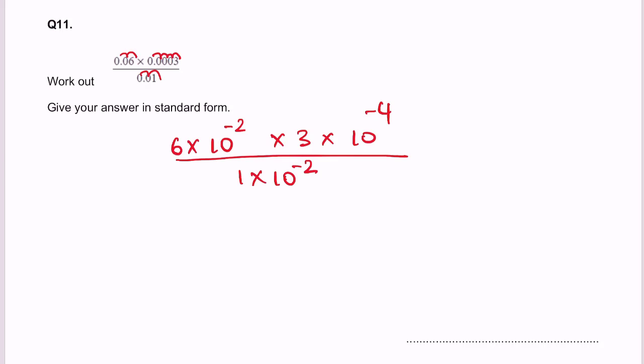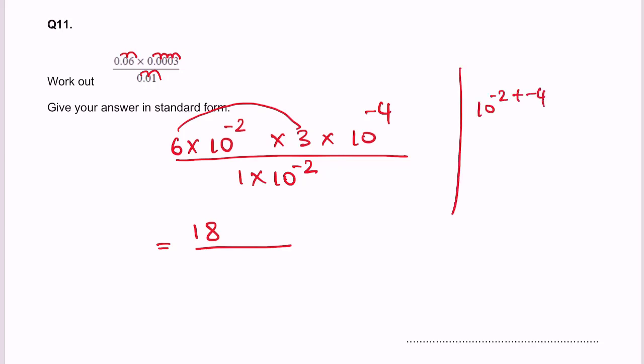Now let's do the calculation. Let's do the numerator first, and then we can divide it by the denominator. 6 times 3 is 18, and 10 to the power minus 2 times 10 to the power minus 4. When you multiply, we add the powers. So minus 2 minus 4 gives us 10 to the power of minus 6. And then divided by 1 times 10 to the power of minus 2.